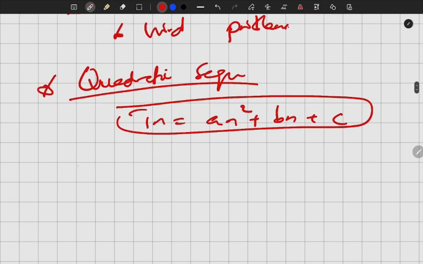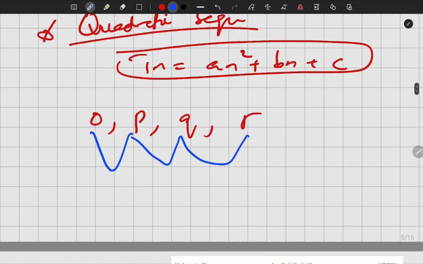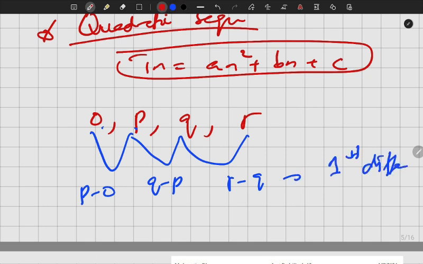We know that if you are given a quadratic sequence, just say x, y, z, or P, Q, R, your first step is to get your first difference, which would be that minus that. So Q minus P, R minus Q. We call this your first difference. What is interesting is that your first difference is actually an arithmetic sequence on its own.